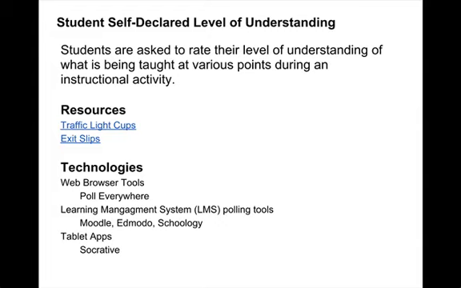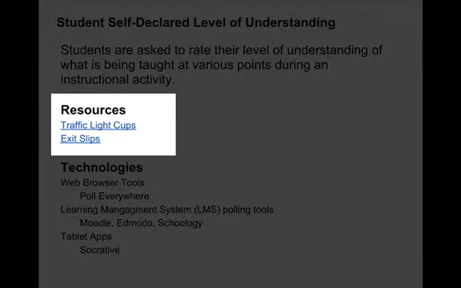Students' self-declared level of understanding oftentimes is used with traffic light cups, or plastic cups that are red, yellow, and green. Students would hold up the color to indicate how well they're understanding that particular idea. Exit slips are also another way that students can declare how well they understand an idea.